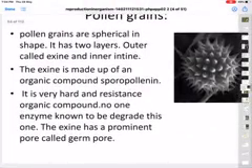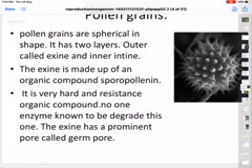Now let's see the structure of the pollen grain. A pollen grain is normally spherical in shape, and it has got 2 layers. One is the outer exine and the inner intine. The exine is made up of an organic compound called sporopollenin. Please keep remembering this word, sporopollenin. Because of the presence of sporopollenin, the pollen grain will be very tough. It is a very hard, resistant organic compound, and no enzyme is known to degrade this as of today.